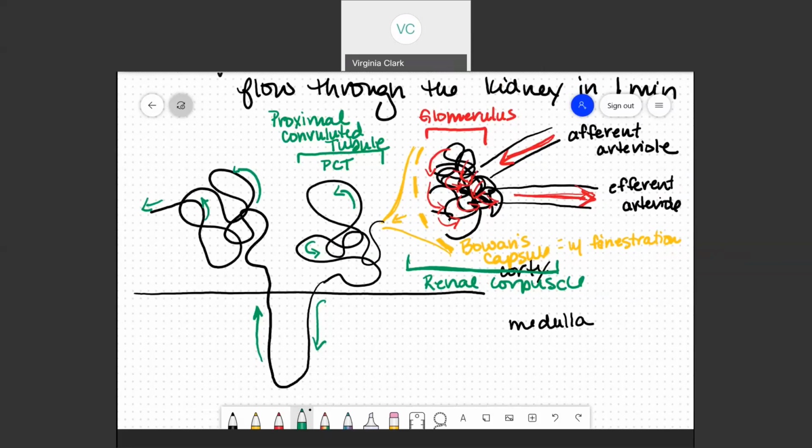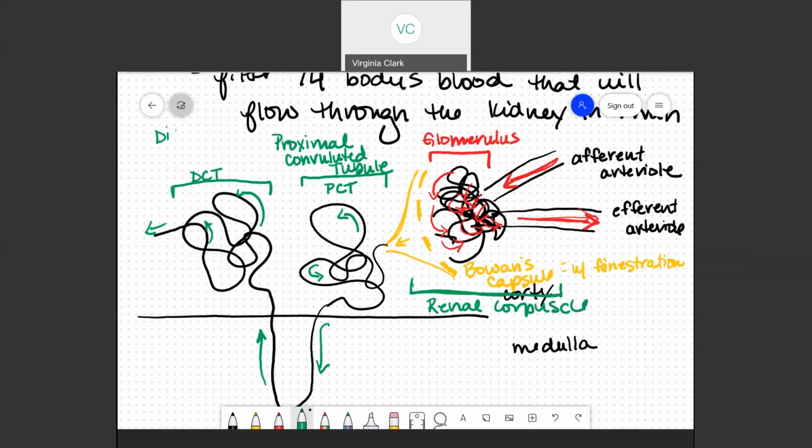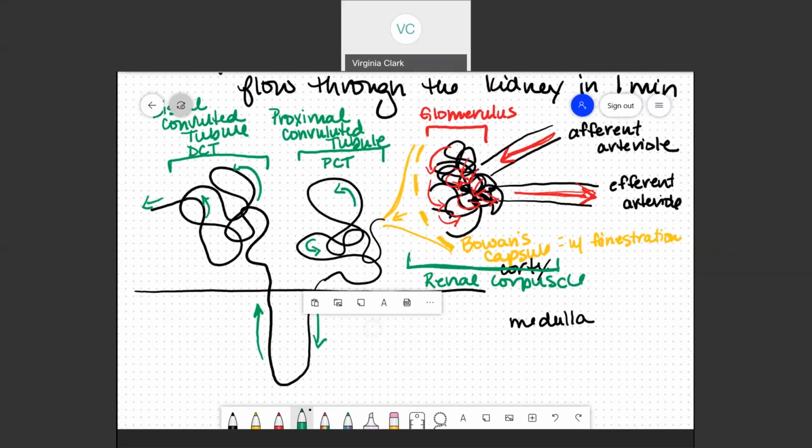This one right here is going to be DCT, which stands for distal convoluted tubule. DCT. And again, it's distal to the glomerulus, so that's why it's got the DCT name. So as the liquid in our blood, our plasma, is filtered out, it will go into our PCT first, and then it will go down this.